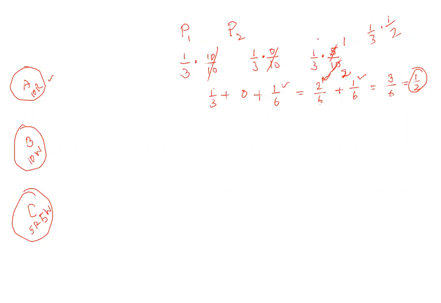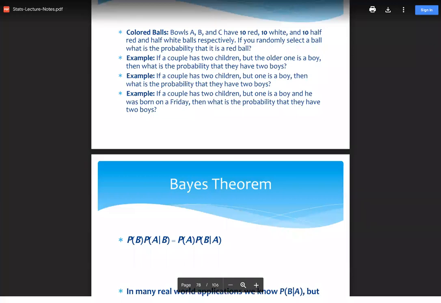Next. We're making good progress. So let's see what is next. If a couple has 2 children, but the older one is a boy, this problem, I kind of got it from the internet, honestly. I don't think I get confused myself trying to solve the last one, so I might skip it.